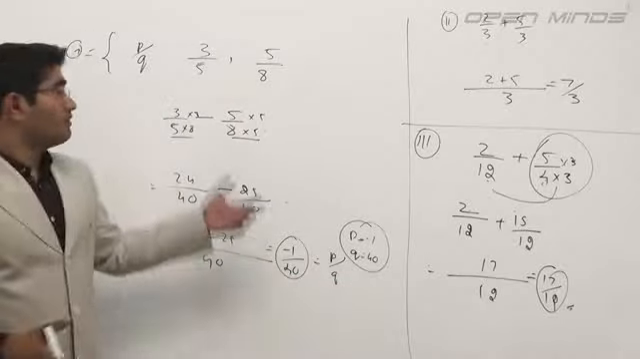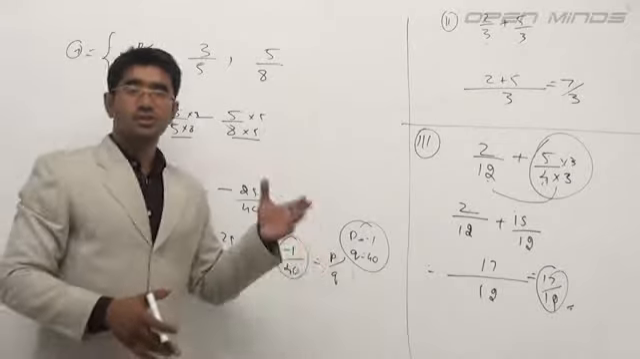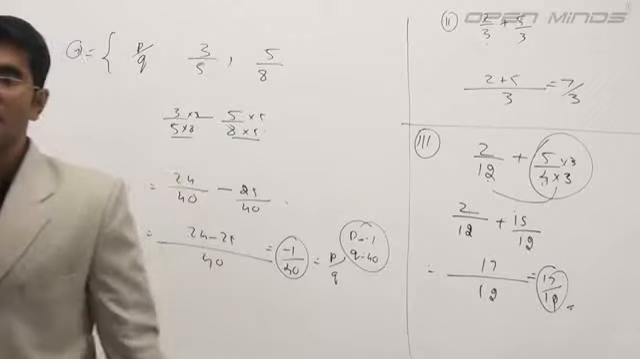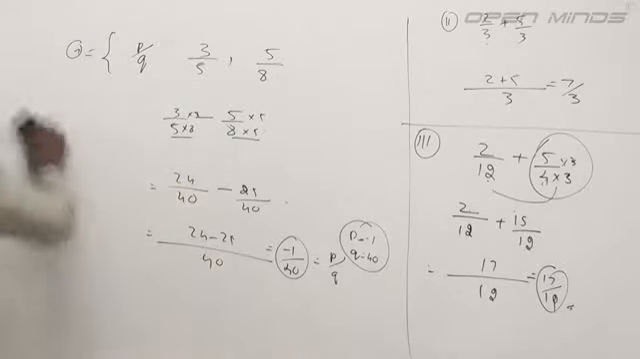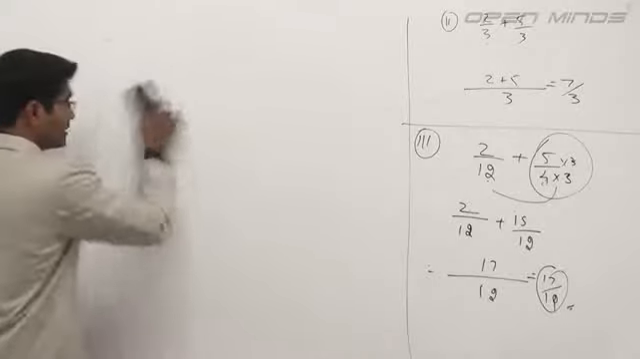Now I can say if I subtract two rational numbers, I am getting a rational number. So I can say rational numbers are closed under subtraction also. Now, what about multiplication? How do I multiply rational numbers? Let's talk about this. Now we understand how to add and subtract by taking the LCM.